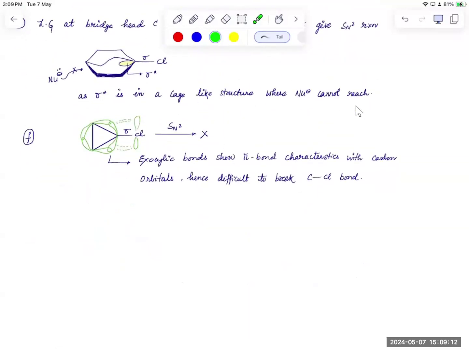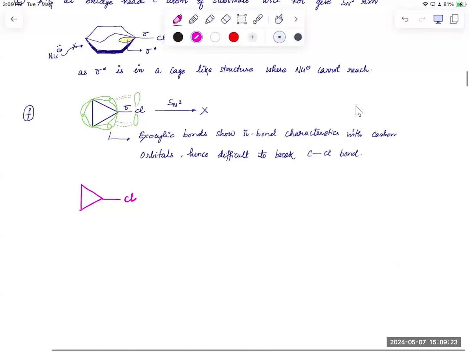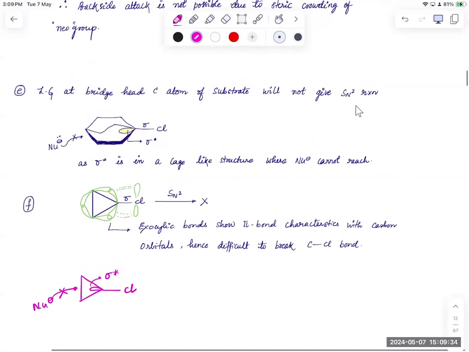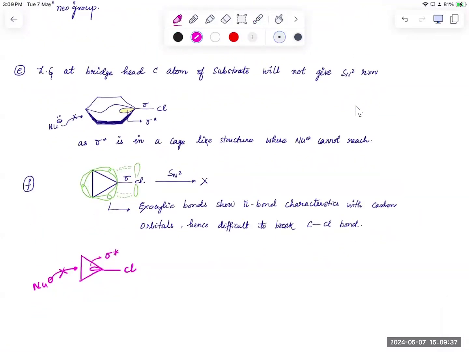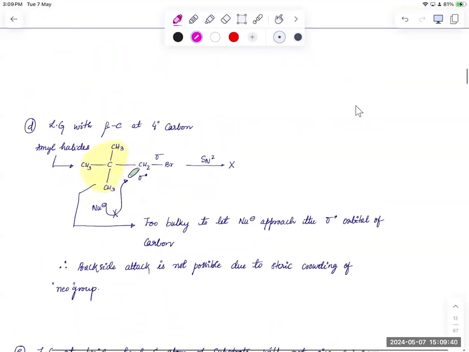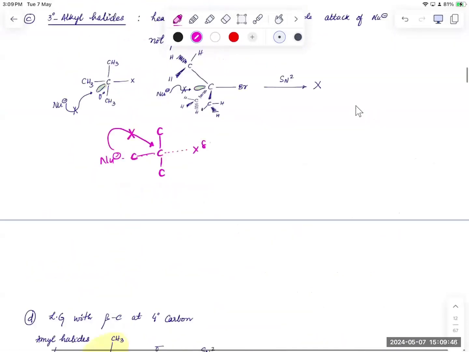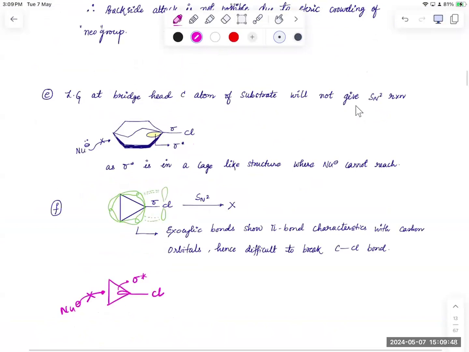Next, if we have exocyclic bonds, like in this case, basically we have a structure like this, with Cl here. Again, this is where the sigma star is. Approaching that sigma star is impossible. So when it comes to exocyclic bonds also, the reaction will not take place. Please remember the cases: one is phenyl, next is vinyl, next is bulky 3 degree, next we have beta position 3 degree, next we have bridged carbons, and lastly we have cyclopropene.